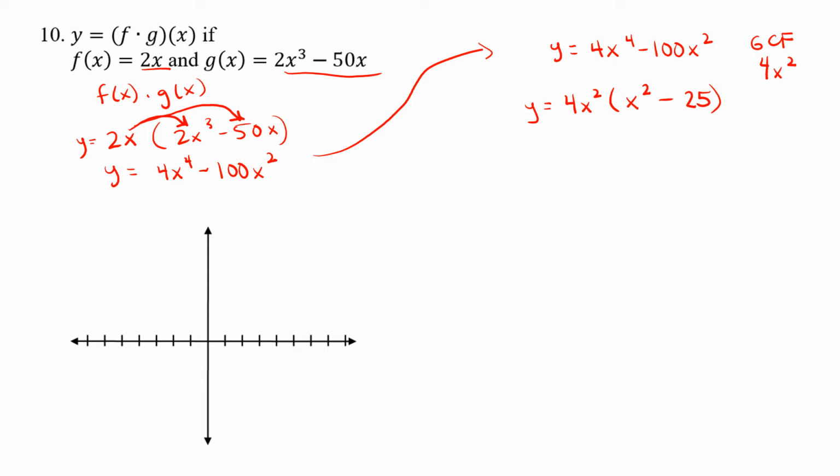We can go one step further, just like we did on that last one. This is our difference of squares. X to the 2nd power is x squared, 5 to the 2nd power is 25. That allows us to break that into x plus 5, x minus 5, with that 4x squared still tagging along in front. That's completely factored, now we can graph.